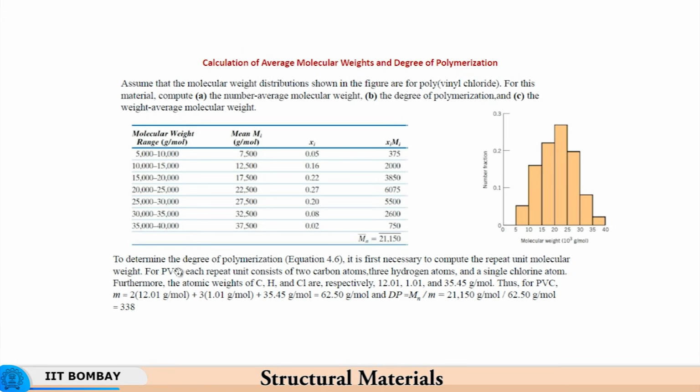Now if you take the maximum range, where 37,500 is the mean molecular weight, the number of times this single monomer has been repeated will be much higher. So here on an average it is 338, but here it is going to be much higher than the average, and here it will be much lower than the average. Wherever it is lower than the average, you will have lower melting points and lower strength. Higher than the average, you will have greater melting point and greater strength, whereas wherever you have the average, you have an intermediate melting point and intermediate strength.